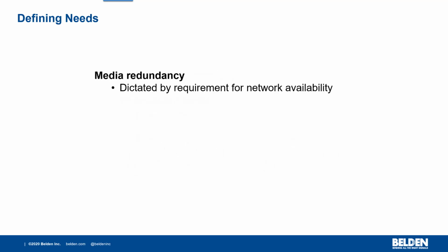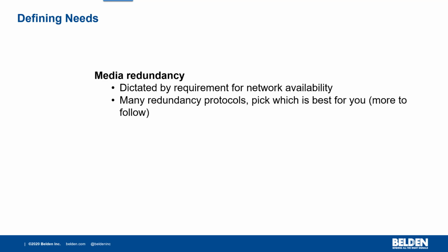Media redundancy. This is dictated by the requirement for network availability. Usually, the larger the application, the greater the need for network redundancy or media redundancy. There are several redundancy protocols, such as RSTP or spanning tree, which I had mentioned previously, DLR, MRP, there's fast MRP, there's HSR, there's PRP. We're going to get into some of these in some of the subsequent presentations, and it's going to allow you to pick one that is best for your application.